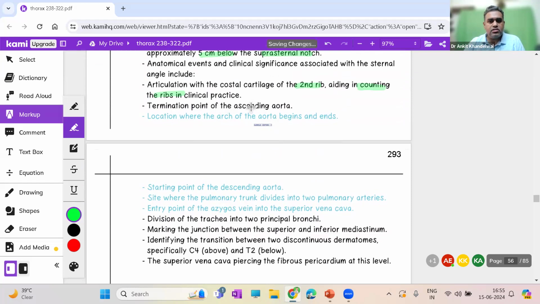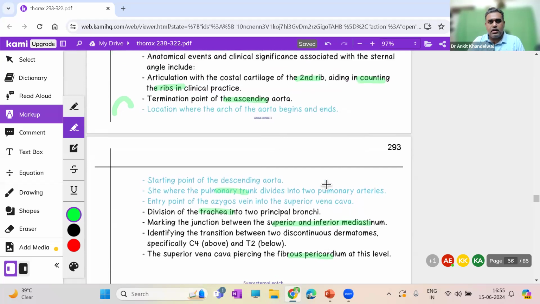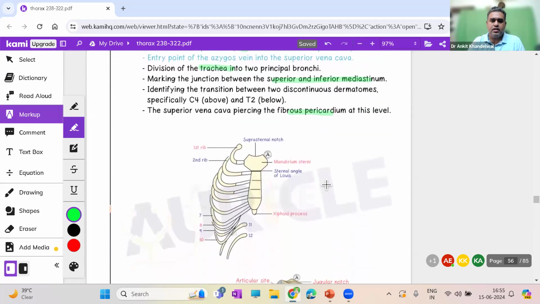Other things: the ascending aorta ends over here and the descending aorta starts, so the arch of aorta lies at this part, starting and ending. The pulmonary trunk will divide at this area. The trachea will divide into 2 bronchi. It marks the junction of the superior and inferior mediastinum, which we'll see later on. The superior vena cava pierces the fibrous pericardium at this level. So there are 7-8 important things happening at the level of the sternal angle. Okay, this is the sternal angle.